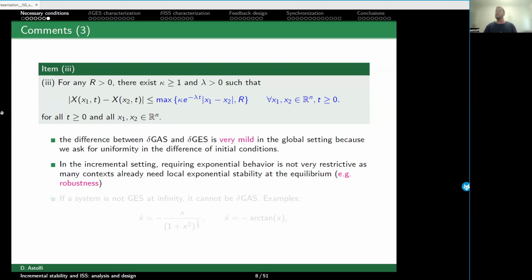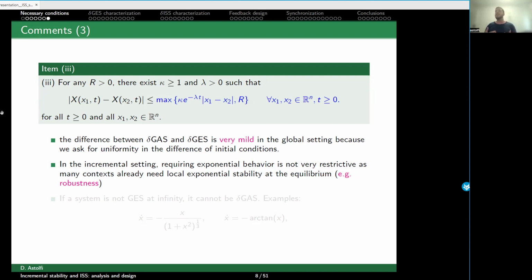And so again, the takeaway message of this study is that if you need incremental properties in some application, as we will see at the end of this presentation, asking for incremental exponential stability is not very restrictive, because the fact that you are asymptotic and not exponential is just a local behavior near some equilibrium.